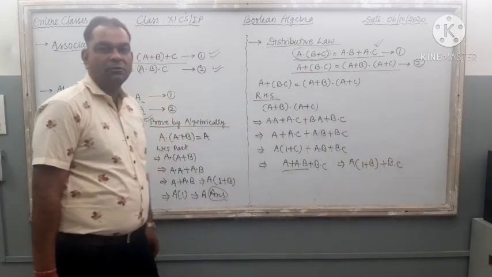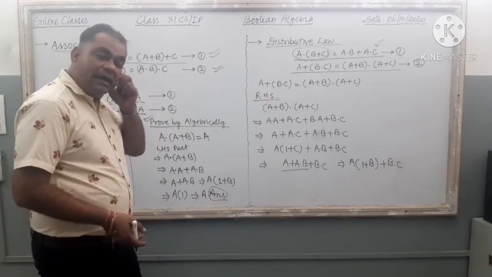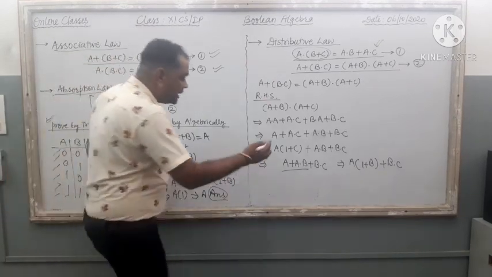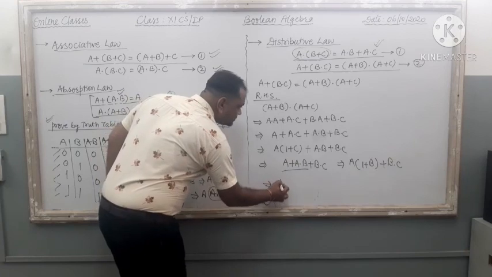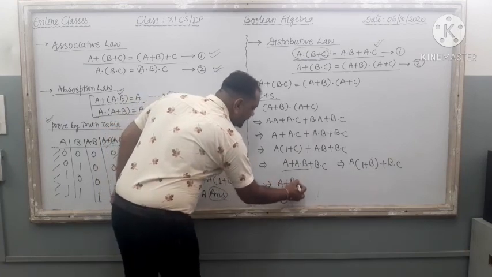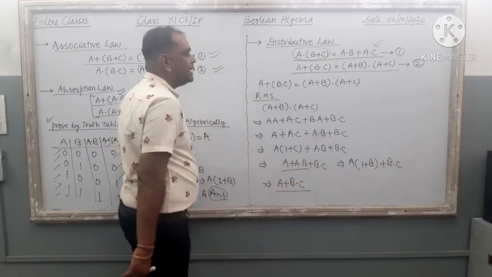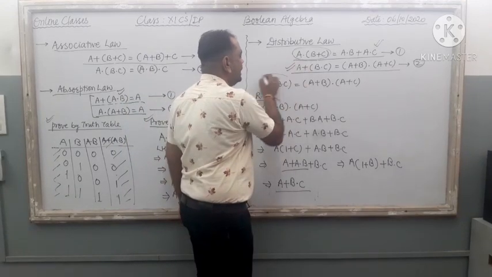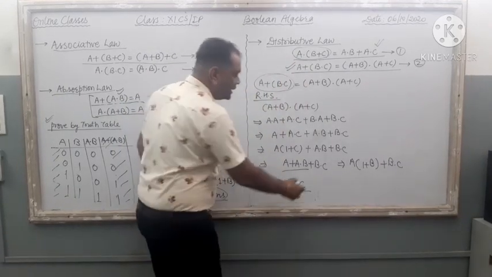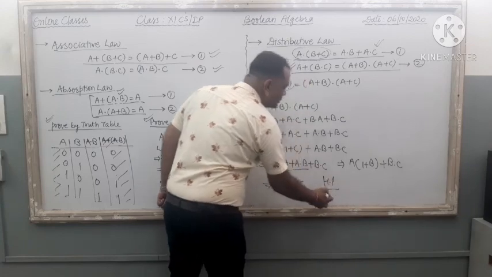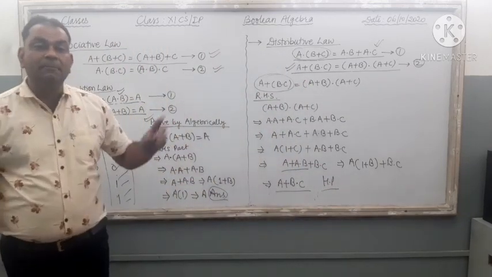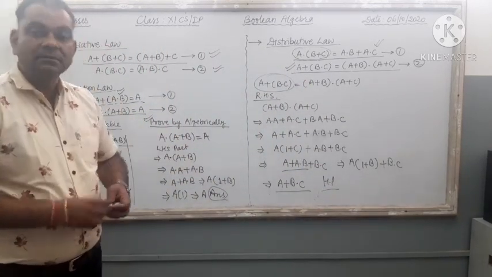1 plus B means what? OR gate, one input is 1, so the overall result is 1. So here we can write A plus B dot C. Just check it out, A plus B dot C. It is the LHS part. So this law is also proved by using the algebraic method. Okay. Thank you very much.